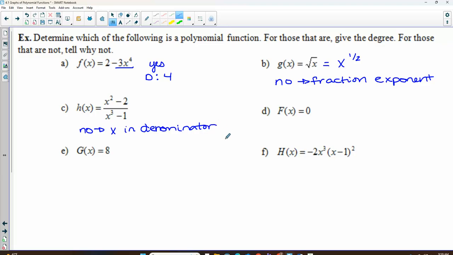Or you could say dividing by x. You could say dividing is when x is on the bottom, it's like a negative exponent. And we said in a polynomial, the exponents are positive. So lots of different reasons.